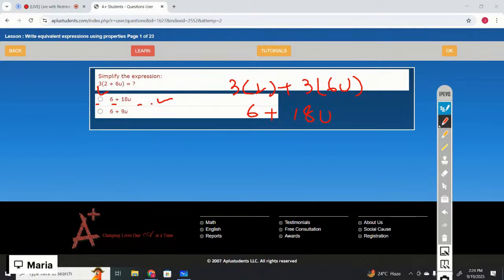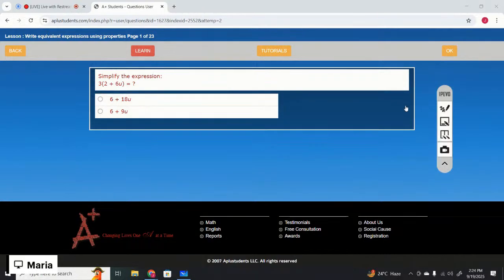The correct option is 6 plus 18u. Option number 1 is the correct option. That is 6 plus 18u. Option number 1 is the correct option.